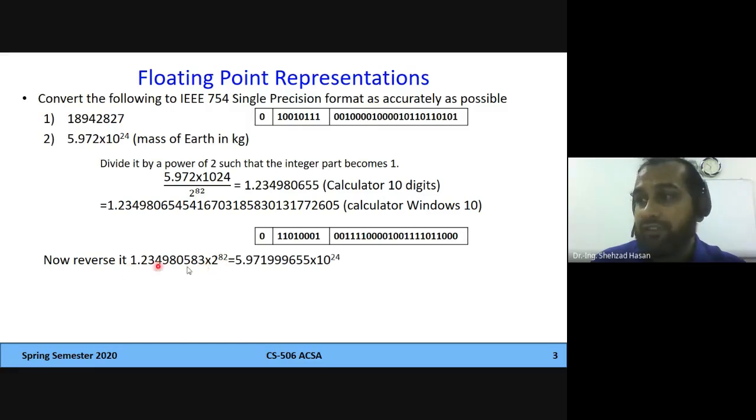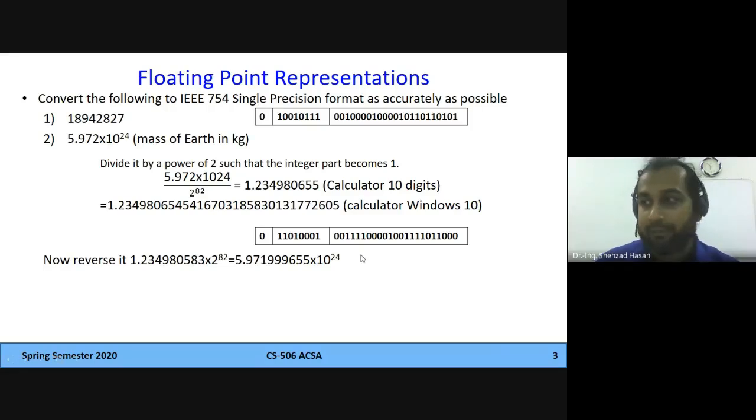So if you just reverse this process on a calculator, what you're going to get is 5.971999655 in 10 to the power 24. So actually we wanted to store 5.972 times 10 to the power 24. What we stored is 5.971999655 in 10 to the power 24, which is, you can say, quite different from this number. So if you just subtract these two, you're going to see that the answer that you're getting is a very big number, right?